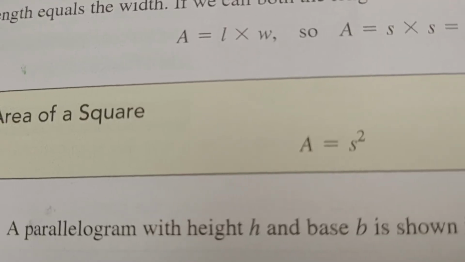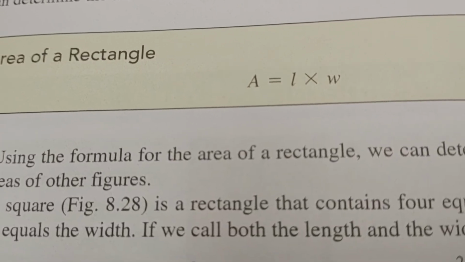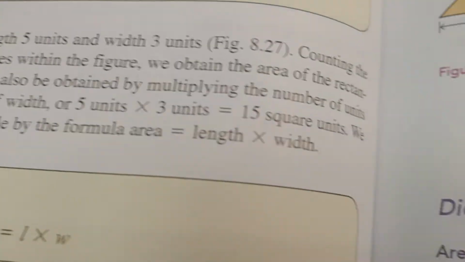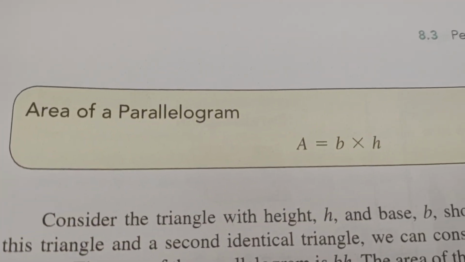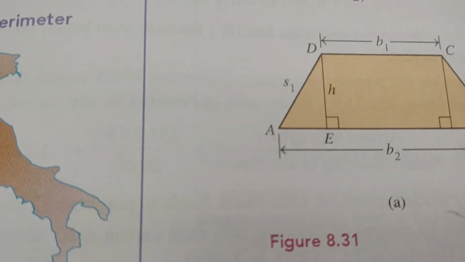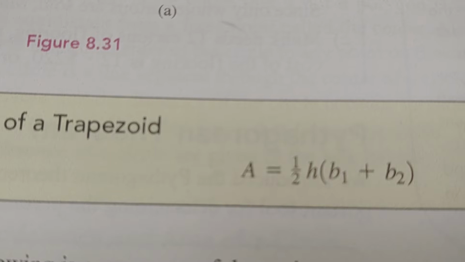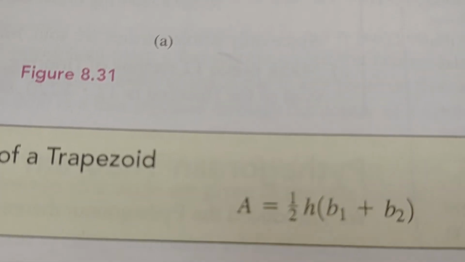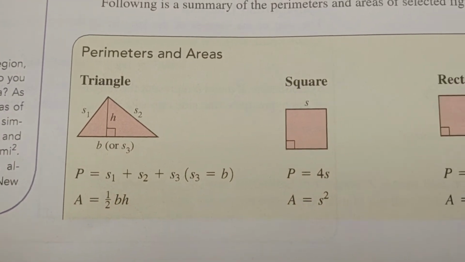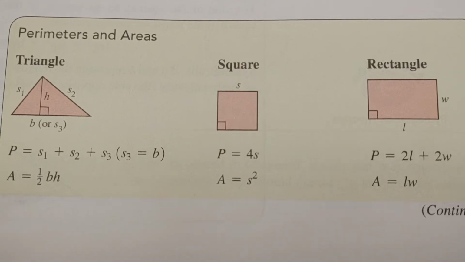Area of a square is side squared. In other words, it's the same as a rectangle, length times width, but the two sides are the same, so it's S squared. Parallelogram is base times height if we want the area. Area of a trapezoid is 1/2 times the height times the sum of the two bases. And here on page 469 are the formulas written in one place.